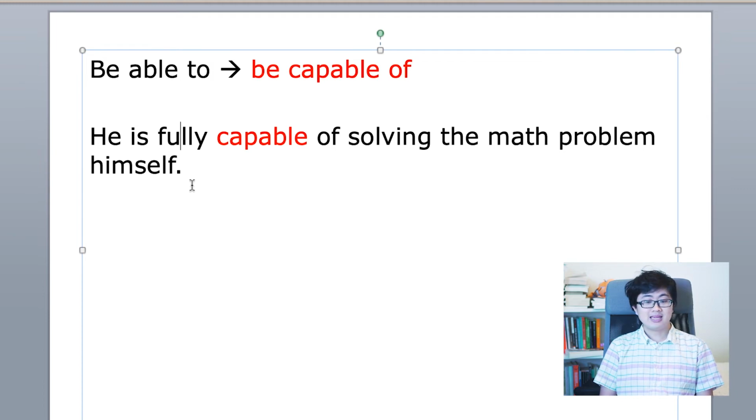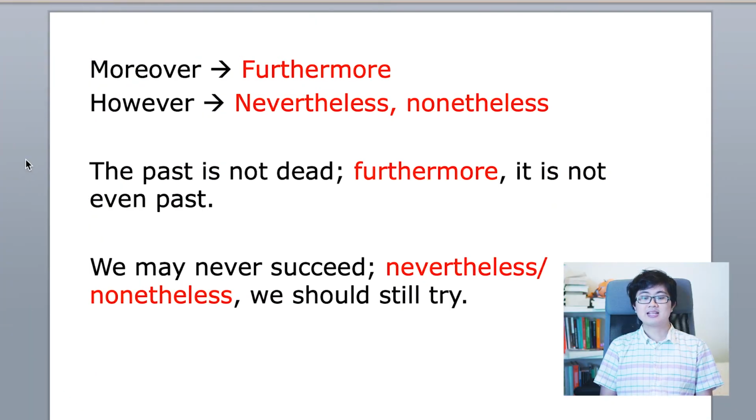For example, he is fully capable of solving the math problem himself. So here we have capable, an academic word. The next ones are three important transition words for you. Instead of using moreover, you can also consider using furthermore. Or instead of however, you can also try to use nevertheless or nonetheless.